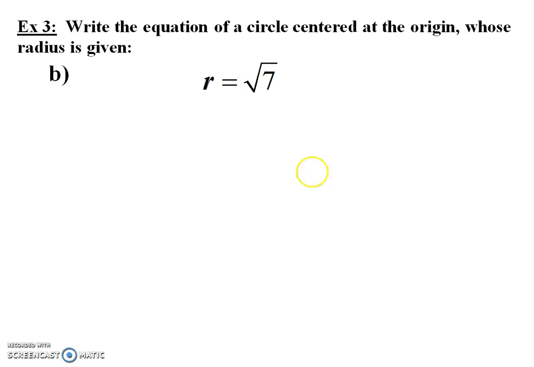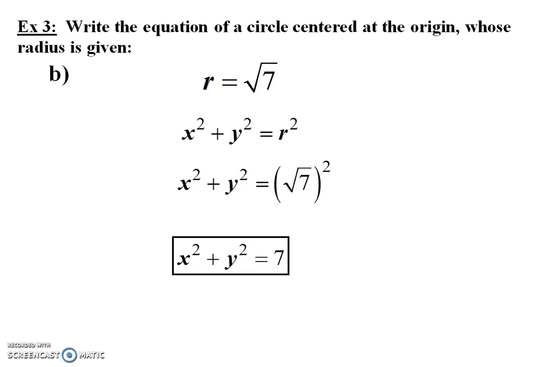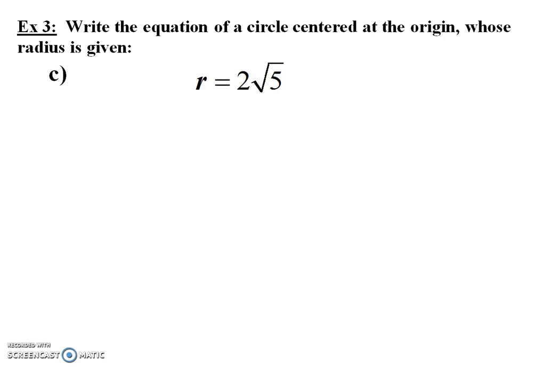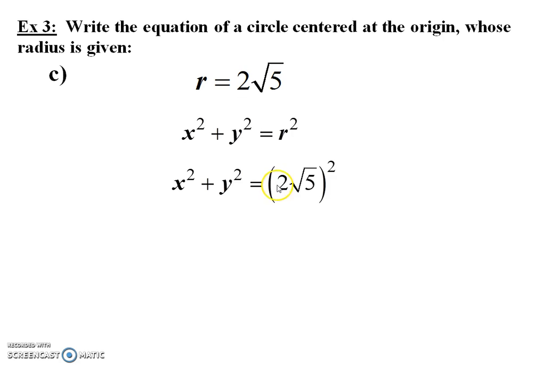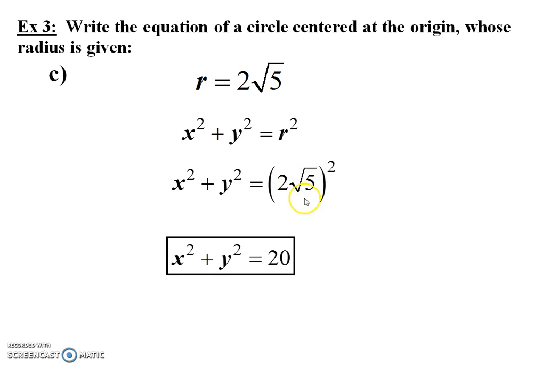I know I'm going a little bit fast, so you can pause this video anytime you need to. What happens when you square the square root of 7? You just get 7. So there's that equation. And in this one, what happens when we square that quantity? 2 square root of 5 times another 2 square root of 5. 2 root 5 times 2 root 5 is 4 times 5, which is 20. So there's your equation for that one.